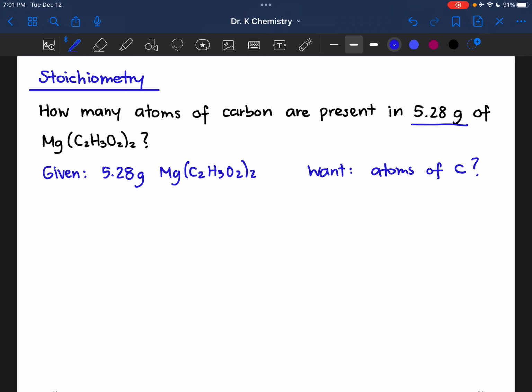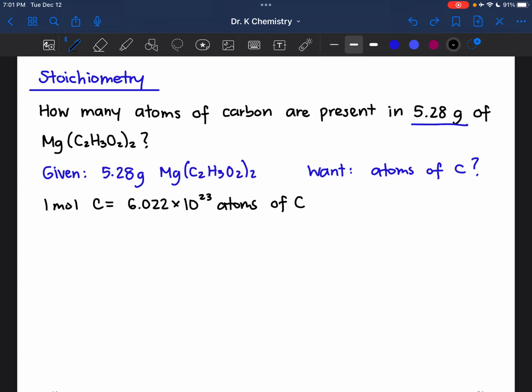specifically. Now, we don't have a direct conversion to go from mass of the compound into atoms of carbon, but what we do know is that in every 1 mole of carbon, we have 6.022 times 10 to the 23rd atoms of carbon. And that just comes from Avogadro's number, because a mole is equal to 6.022 times 10 to the 23. So we have that relationship, and we can use that as a conversion factor in our problem.